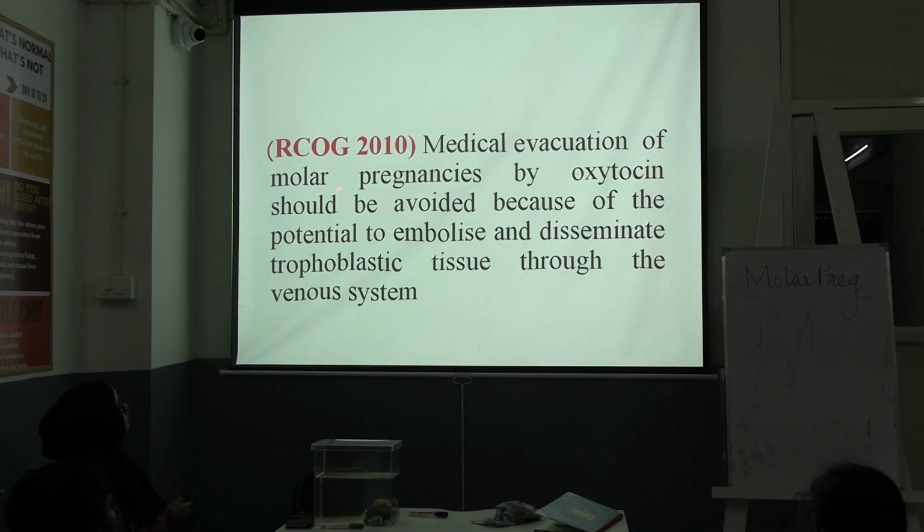The medical evacuation of the molar pregnancies by oxytocin should be avoided because of the potential embolization and dissemination of the trophoblastic tissue through the venous system.